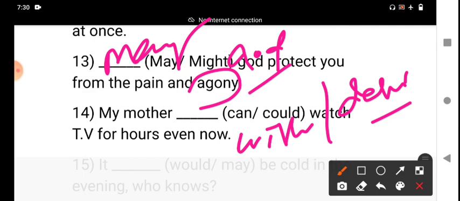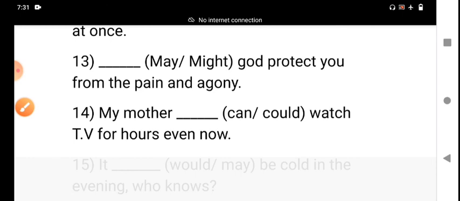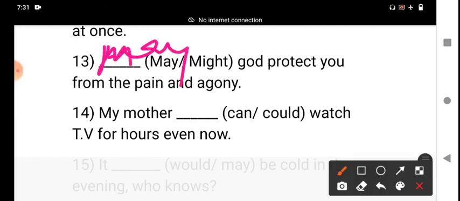May God protect you from the pain and agony. At the time of talking, in the present tense, we are uttering those words: our wishes, our greetings, our desire for something that will happen in the future. That is the meaning of the sentence. May expresses wishes for the future, wishes and desire. That is why may is the right answer. May God, G is a capital letter, protect you from the pain and agony.